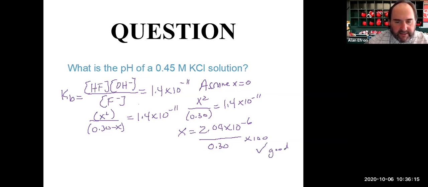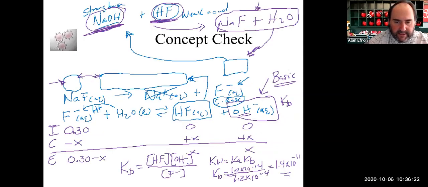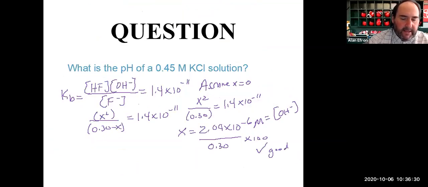So that means that this x would then equal, from our ICE table, again, not our H plus concentration, but our OH minus concentration. So that gives us our OH minus concentration. We then can find the pOH by taking minus the log of that number. And if we do that, and the calculator doesn't die, 2.04 to the minus 6.